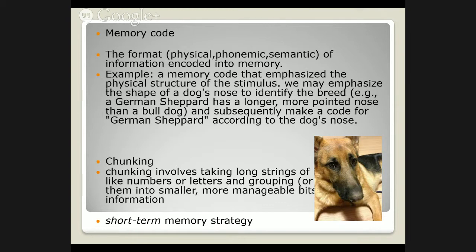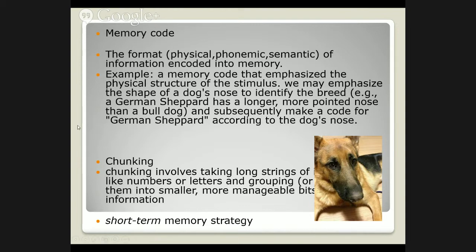Example, a memory code that emphasizes the physical structure of the stimulus. We may emphasize the shape of a dog's nose to identify the breed. Example, a German Shepherd has a longer, more pointed nose than a Bulldog. And subsequently, make a code for German Shepherd according to the dog's nose. So there's a picture at the bottom, so you might always remember it that way.